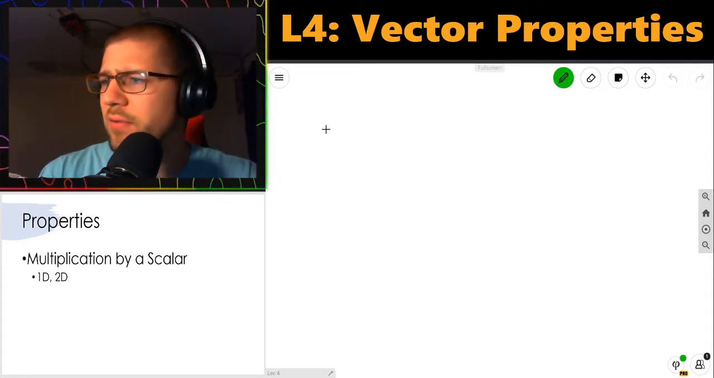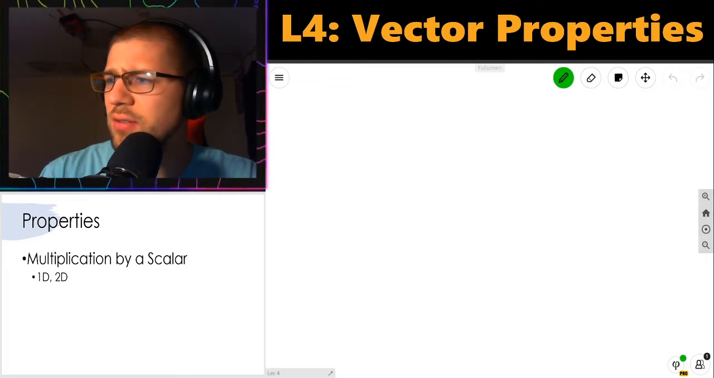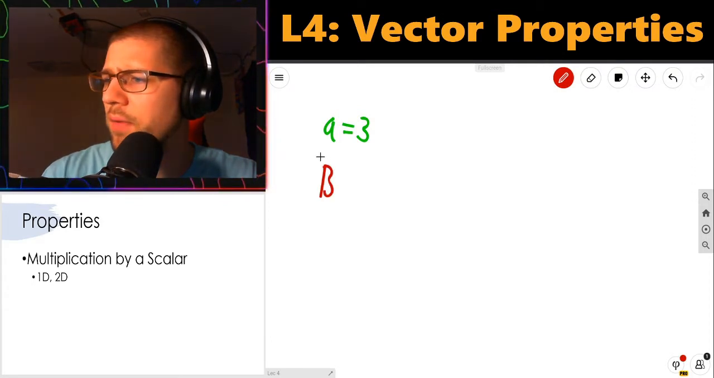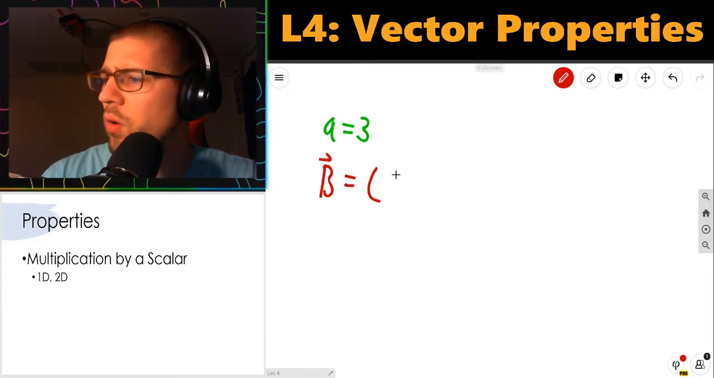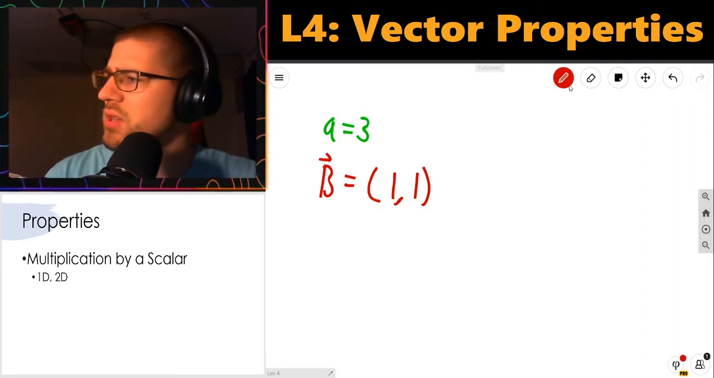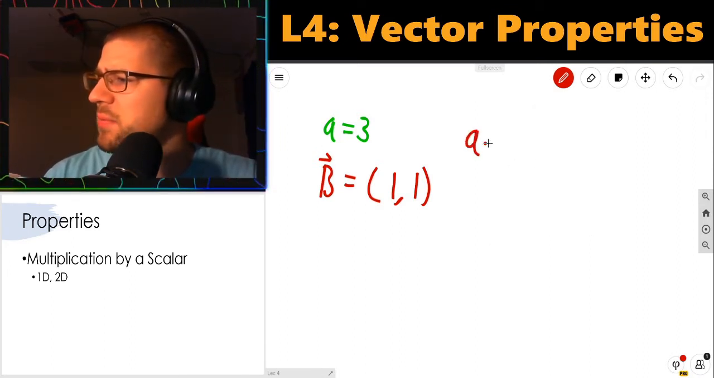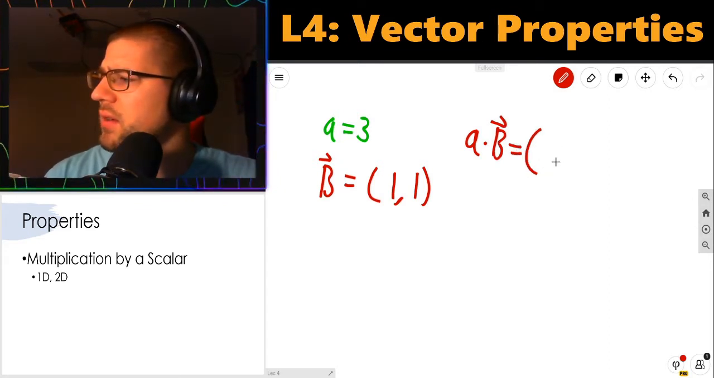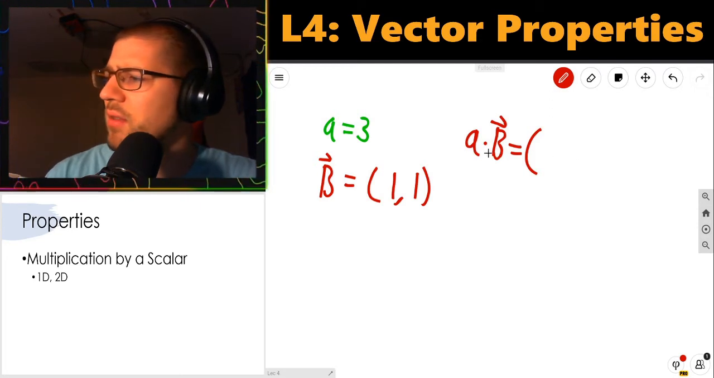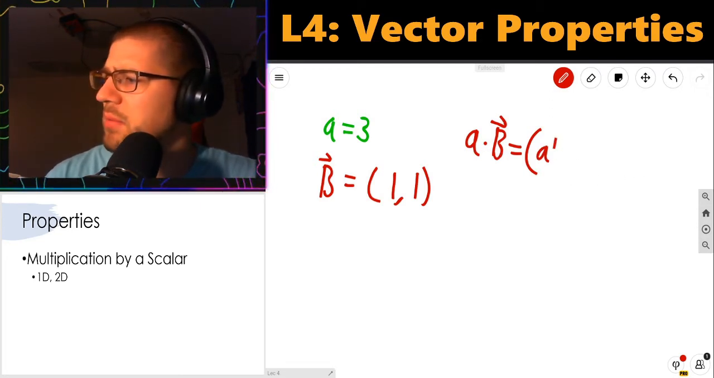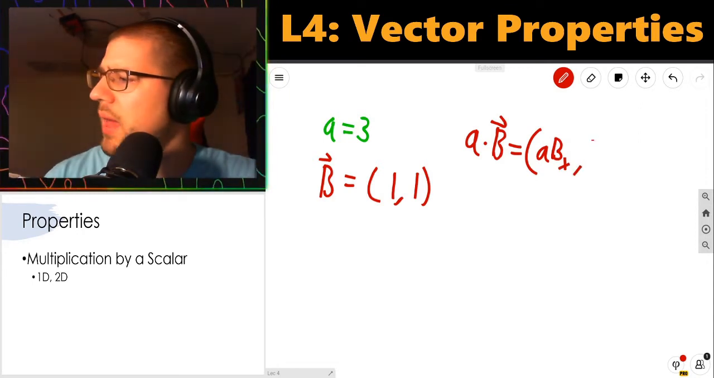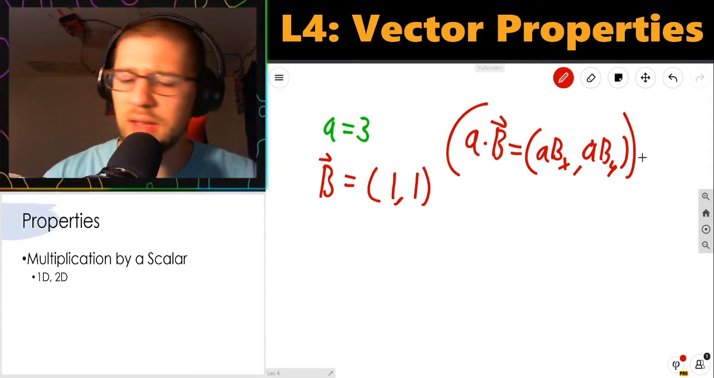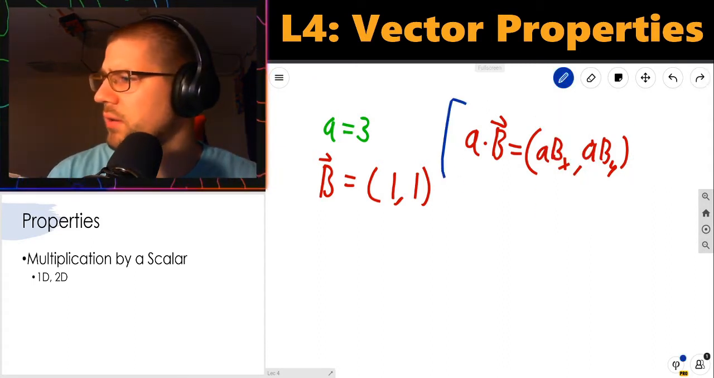If I have a scalar, a scalar is just a number. Say I have a scalar a that's 3, and let's say I have a vector b, with b equal to 1, comma, 1. If I were to multiply a times b, I can just pull the scalar inside the vector and apply it to each of the components. So this is a times bx, comma, a times by. This is multiplication by a scalar. This is how this property works.